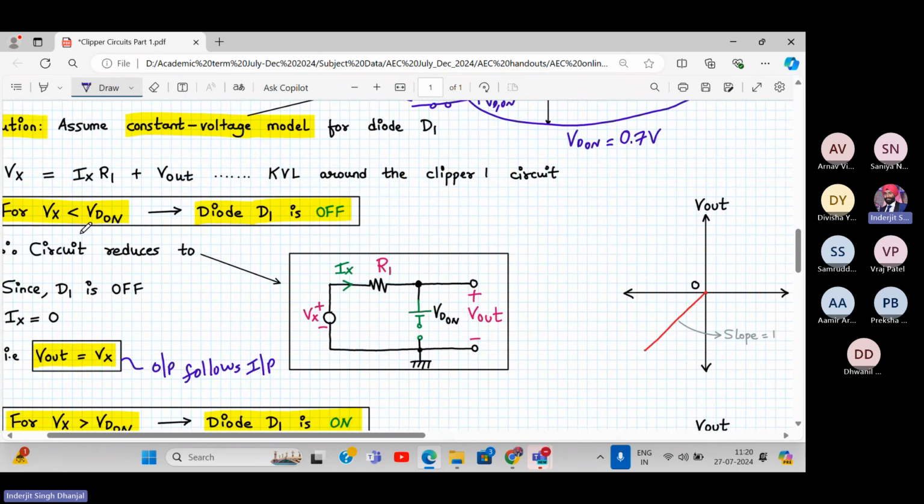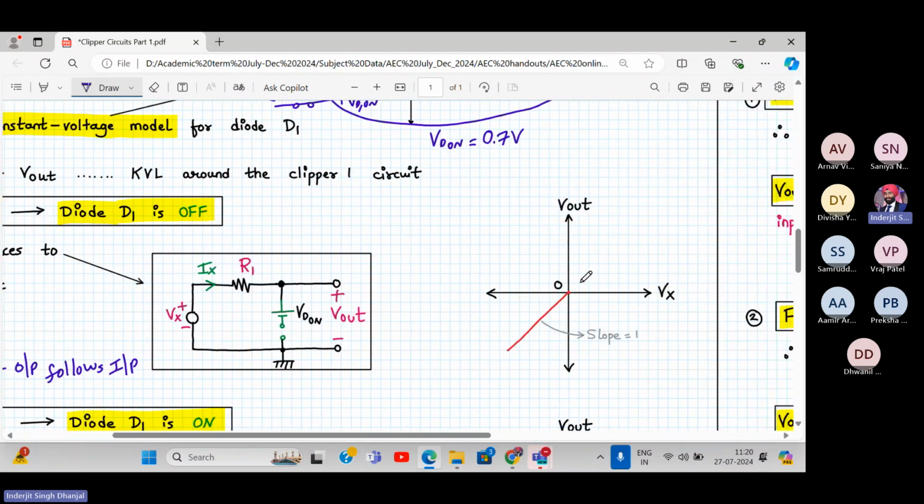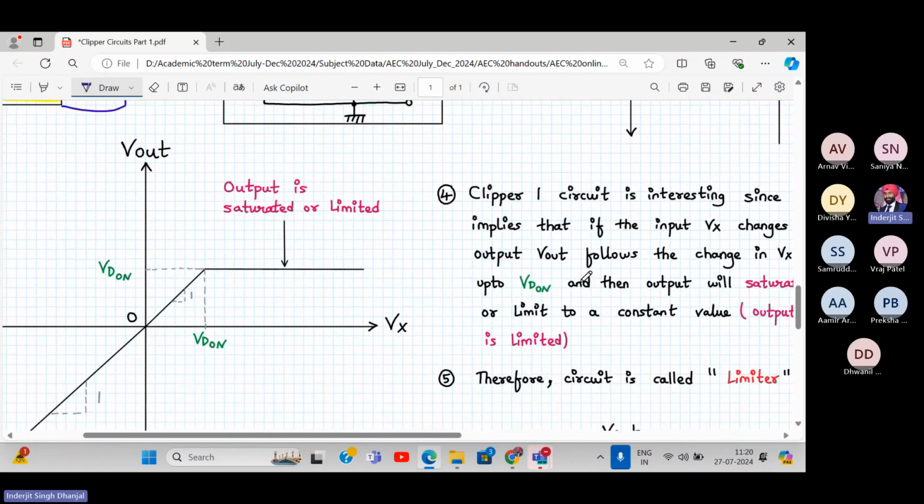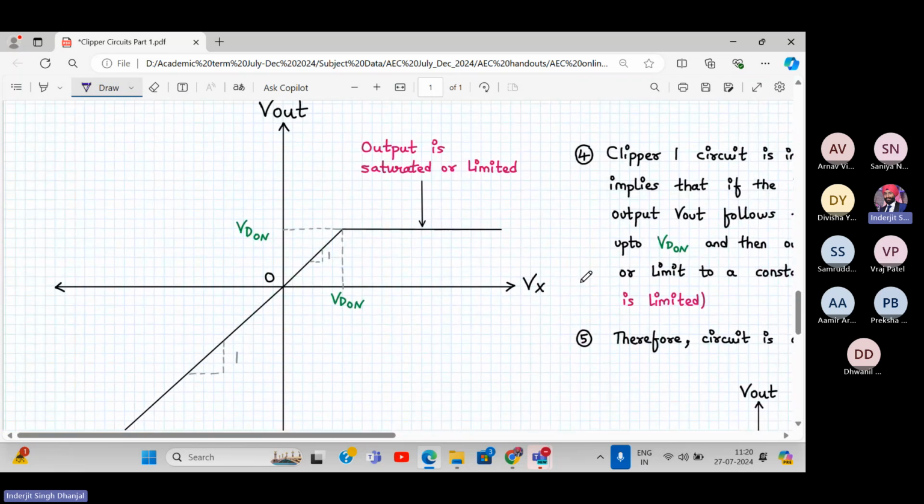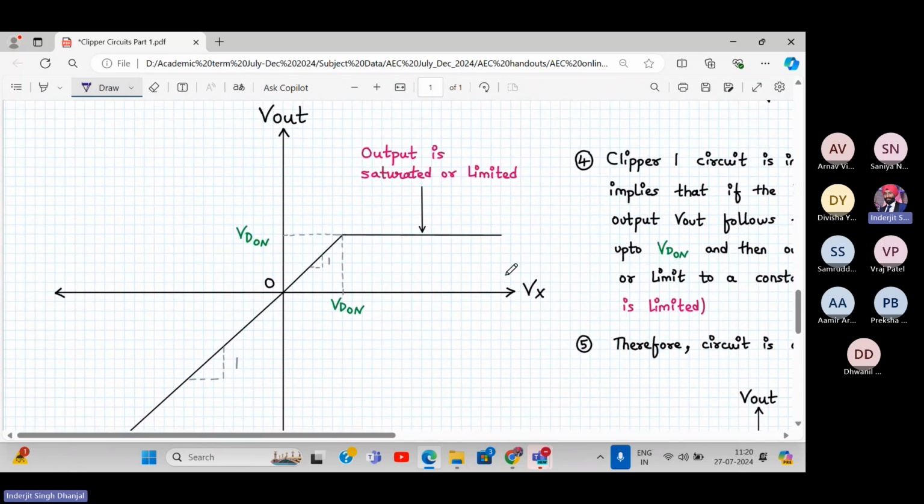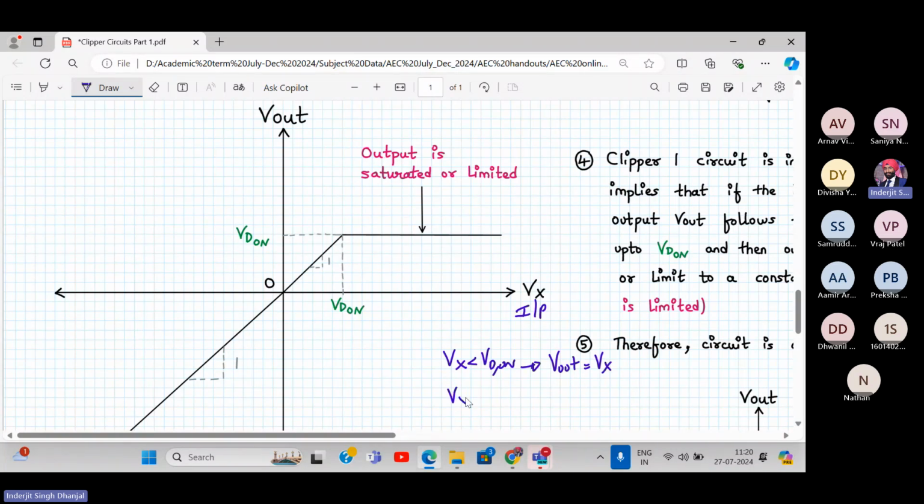So over here, Vx less than Vd on. Let's plot this picture. So this is my VTC curve. On the x-axis, I'll plot the input. So this is my input Vx. So what are the conditions? For Vx less than Vd on, my output follows input. Vout is equal to Vx. And for Vx greater than Vd on, my output voltage is equal to Vd on. Correct? These are the conditions.